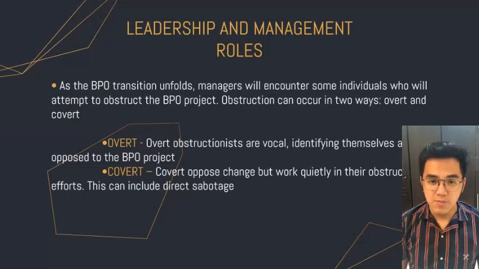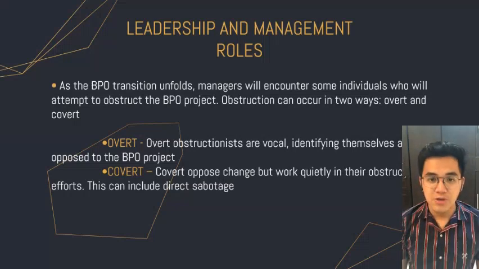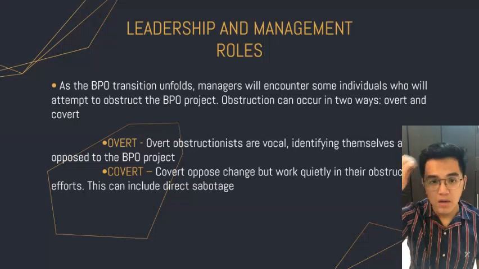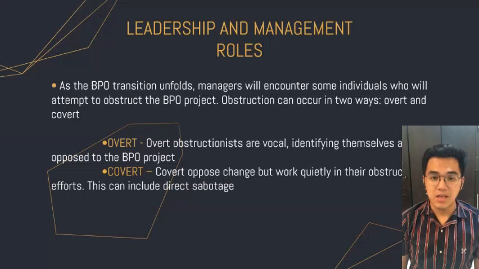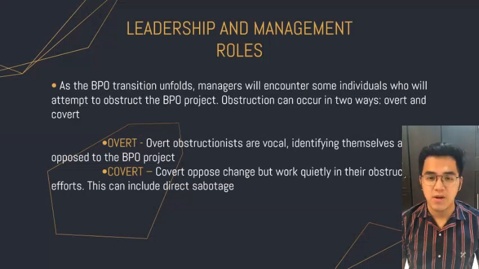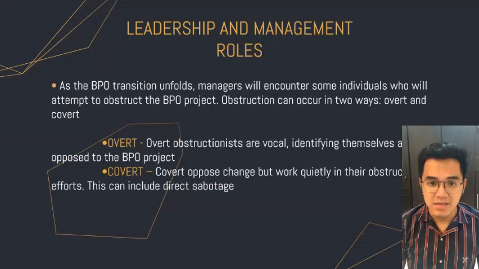They oppose change but work quietly in their obstructionist efforts. This can include direct sabotage, but covert obstructionists are usually more cunning. They impede progress on a change effort by omission rather than commission. They withhold key information or data that they know would aid the transition process. They do not offer helpful information unless directly asked.